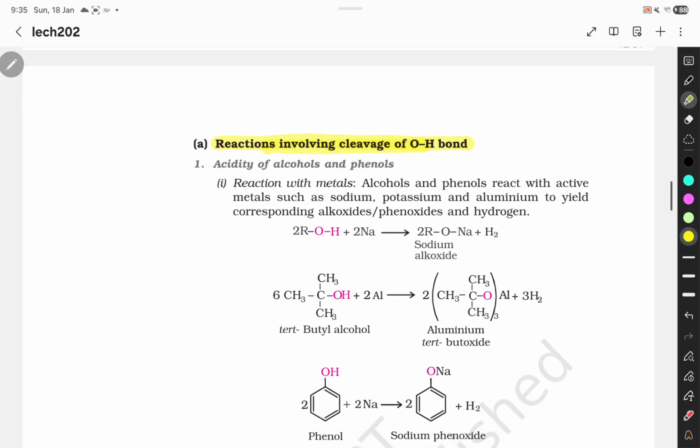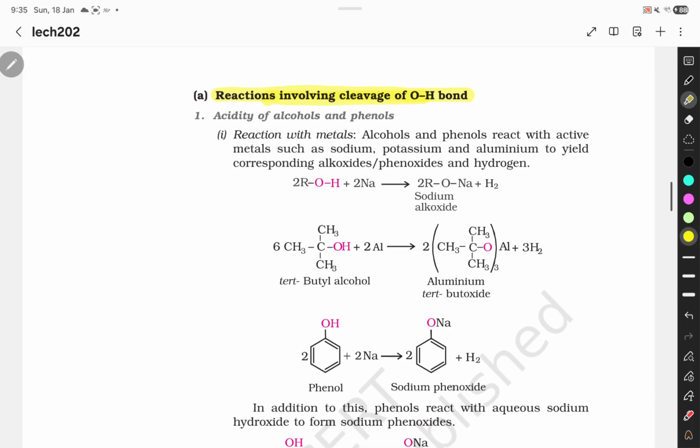Now, reactions involving cleavage of OH bond. Okay, basically cleavage of OH bond. Where does it happen? This is something that we tend to miss, right? So obviously, Na, say alcohol can release H2, and from Al. Okay, Al is not mentioned in that many places, but we can remember that Al also causes the hydrogen in the oxygen group to leave. So this hydrogen is leaving and forming H2.